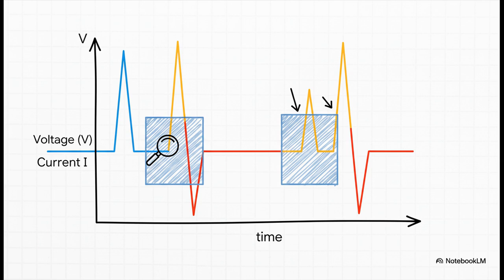And what's V times I? Power. This creates a huge spike of power dissipation, a burst of heat every single time you switch. If you're switching thousands of times a second, these switching losses can become your number one source of heat.